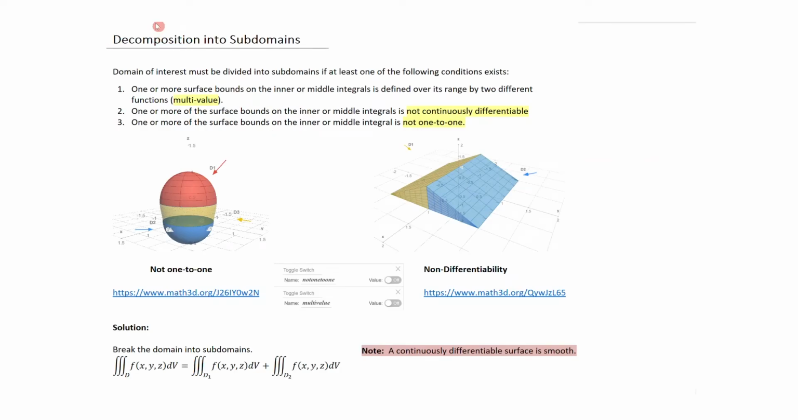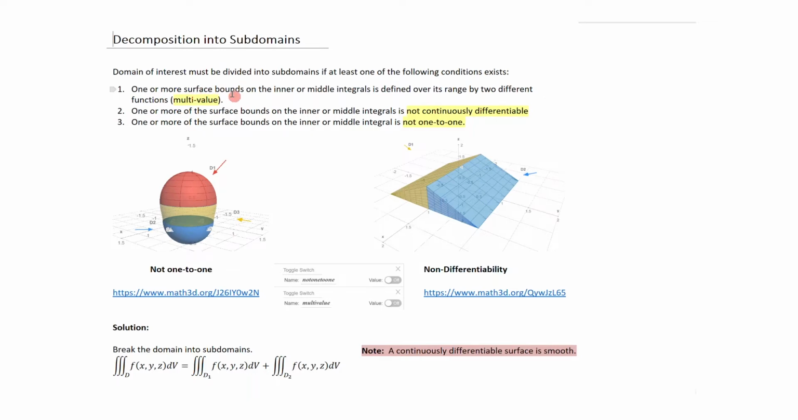Okay, so the next item to consider is the decomposition into subdomains. We discussed this to some extent when we dealt with double integrals, but now when we're dealing with volumes, the bounding entity is a surface rather than a contour. So if we're dealing with a complex object, then the domain of interest must be divided into subdomains if at least one of the following conditions exists.